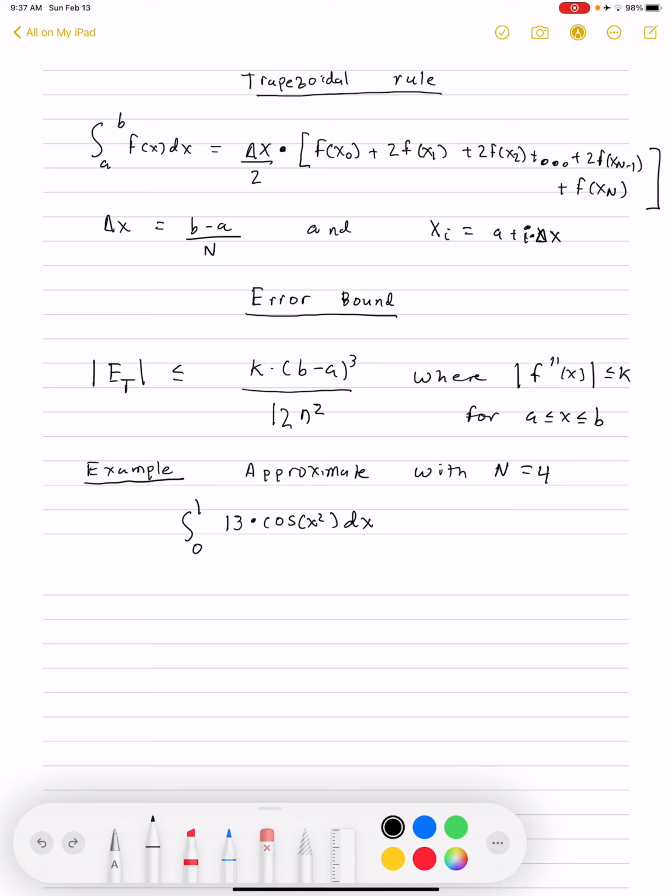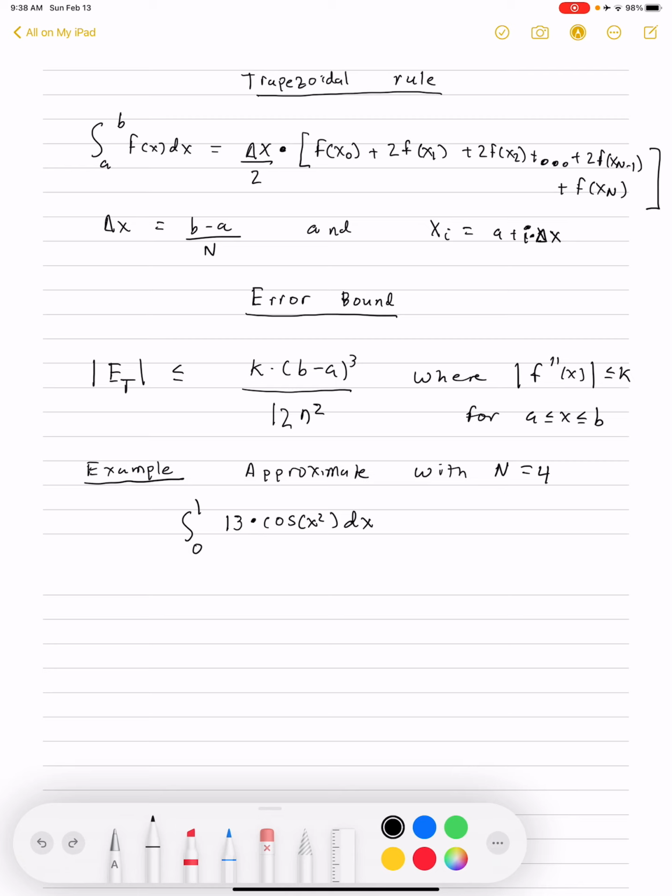It's written at the top here, and it says the integral from a to b according to the trapezoid rule, which is an approximation of area, is delta x over 2 times f of x0 plus twice f of x1 plus twice f of x2. And you keep doing the twice f of x all the way up to x of n minus 1. Then finally you have a single f of x sub n. Here delta x is the usual suspect of b minus a over n, and x sub i is given by a plus i times delta x.